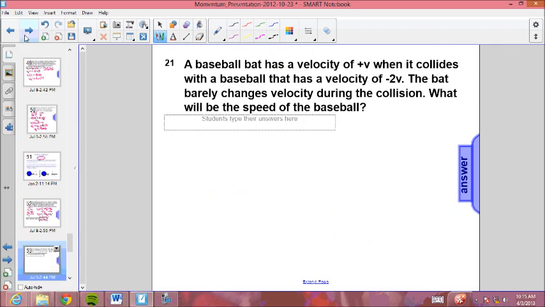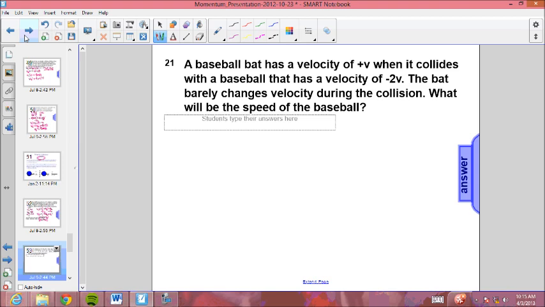Alright, so now the same thing. We've got a baseball bat that has a velocity of plus v when it collides with a baseball that has a velocity of negative 2v. The bat barely changes velocity during the collision. Our baseball player just keeps hitting the ball. What will be the speed of the baseball?